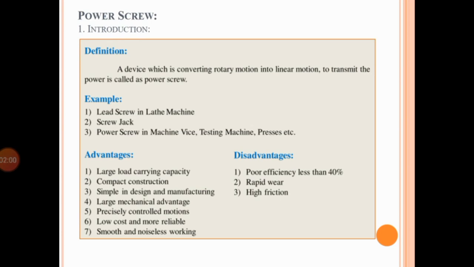So we can say that the rotary motion of an electric motor is converted to linear motion of the tool carrier. So here, both conditions, either power transmission or conversion of motion, are fulfilled. So this is definitely a power screw.